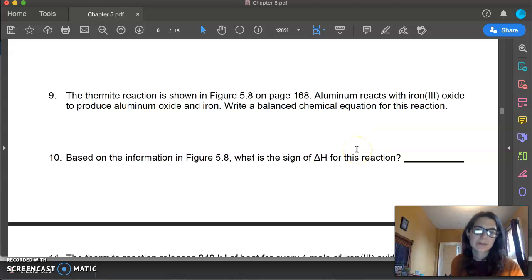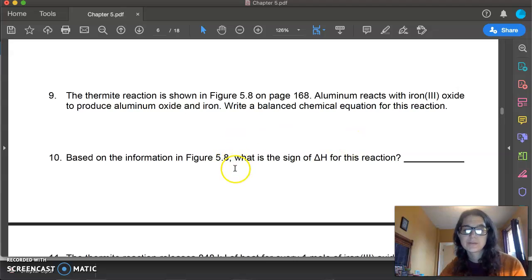Okay, number 9, the thermite reaction is shown on figure 5.8 on page 168. Aluminum reacts with iron 3 oxide to produce aluminum oxide and iron. Write the balanced chemical equation for this. So we should have, for our reactants, 2 aluminum solid plus Fe2O3 solid, yielding Al2O3 solid and 2 Fe solid. So we have aluminum plus iron 3 oxide yielding aluminum oxide and iron, and we have a coefficient of 2 in front of aluminum and iron.